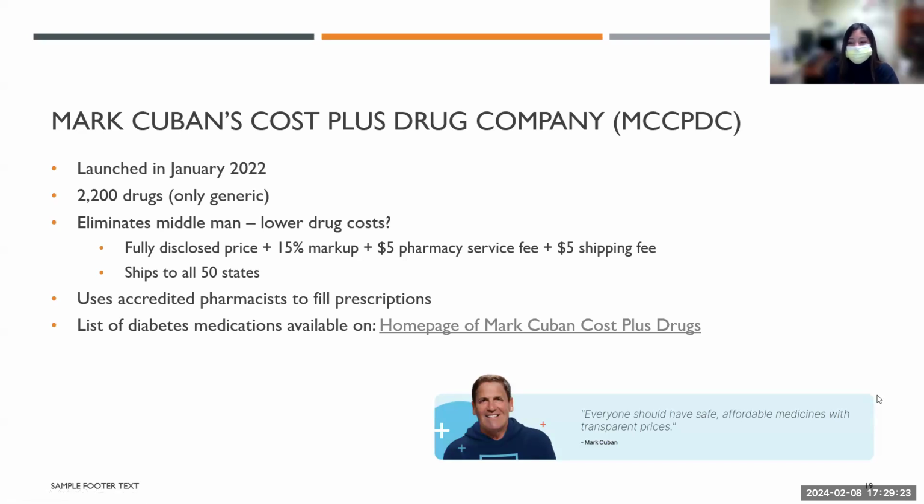Essentially, the idea of this company is to eliminate the middleman in the pharmaceutical drug industry. There typically is a middleman, but this company eliminates that middleman, and they are very transparent about their prices. On the website, you can look up the medication. They will provide a fully disclosed price of the medication, plus they add a 15% markup, plus a $5 pharmacy service fee, plus a $5 shipping fee.